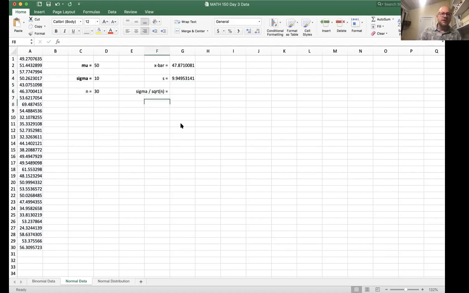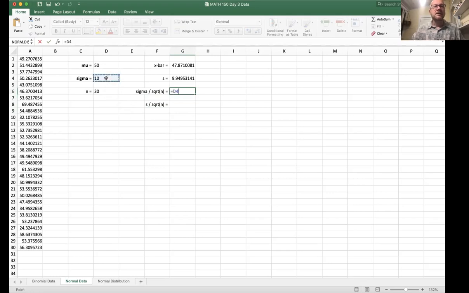Now, this is something that we do in these calculations, and it just shows up in a formula somewhere. Okay. And we're going to need it in order to do our calculation. So we'll go ahead and label it. But I'm also going to do s over the square root of n right underneath that. All right, so sigma over the square root of n equals, I click on the place where the sigma is.